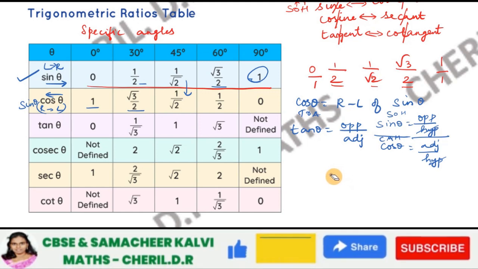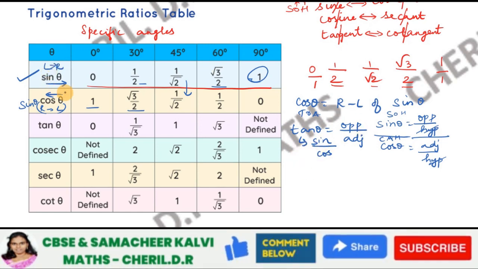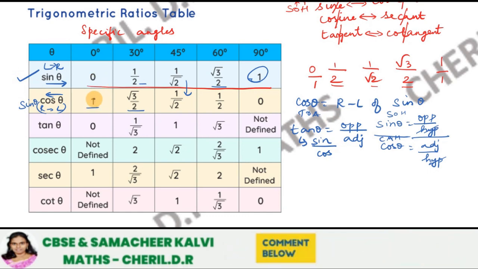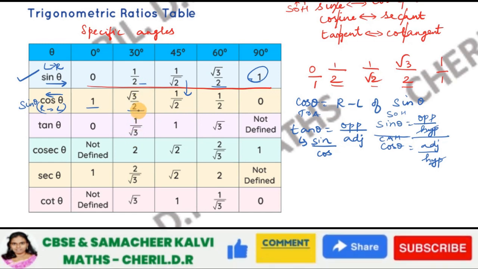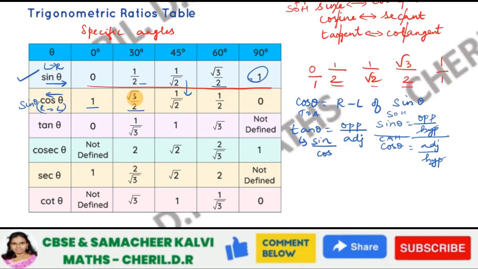Okay, so you can say that your tan theta is nothing but sine by cos. So you are going to use this exactly in the same way. If this is 0, this is 1. What will be 0 by 1? 0. Here you have 1 by 2 and root 3 by 2. So you will get 1 by root 3 because 2 and 2 will get cancelled. So you'll end up with 1 by root 3.